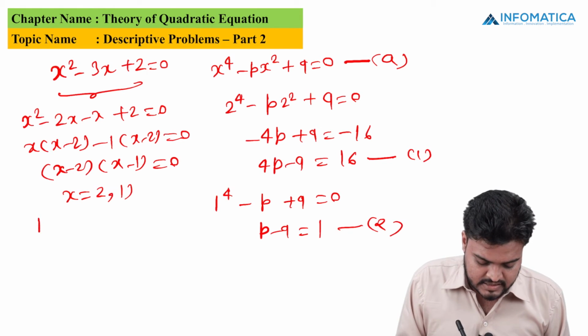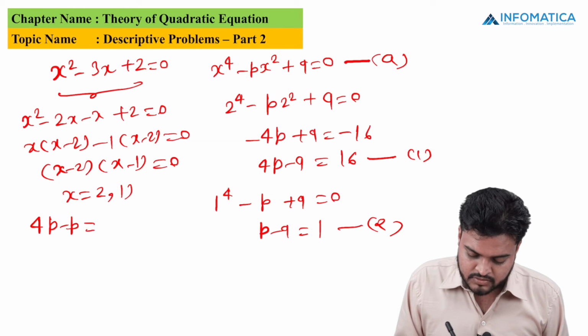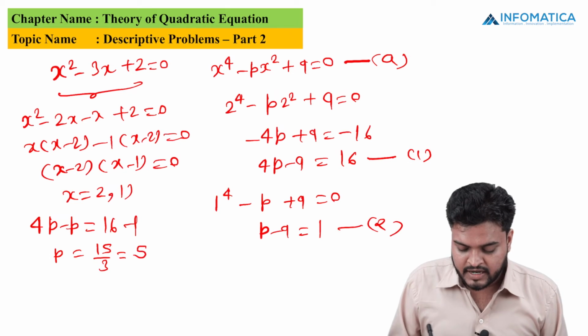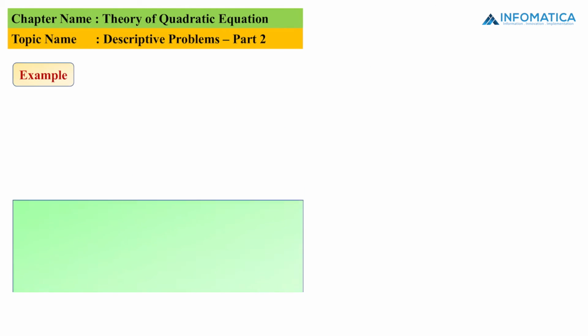What will I get? It is equal to 4p minus p is equal to 16 minus 1. You will get p is equal to 15 upon 3 is equal to 5, and put the value here. 5 minus q is equal to 1, so q is equal to 4. So p is equal to 5 and q is equal to 4 is our answer. Let's move towards the next question.